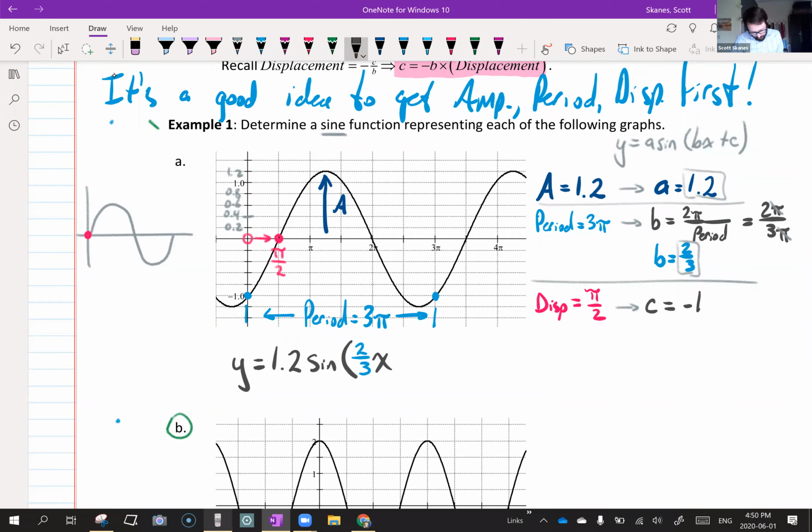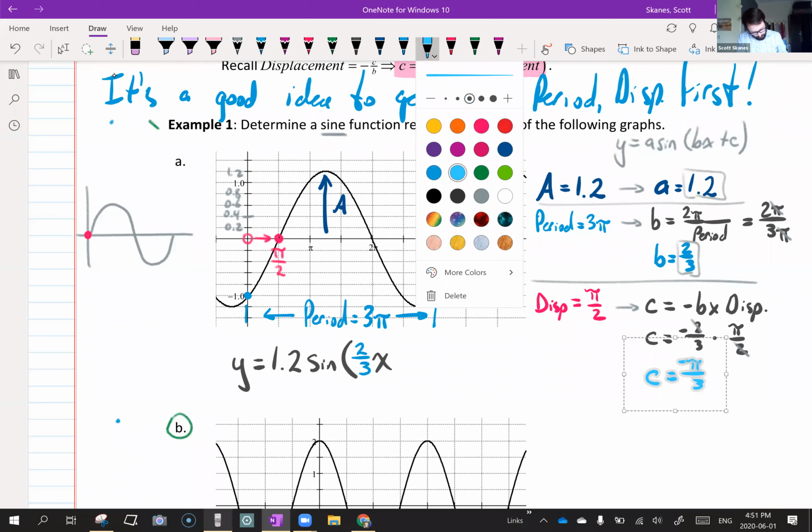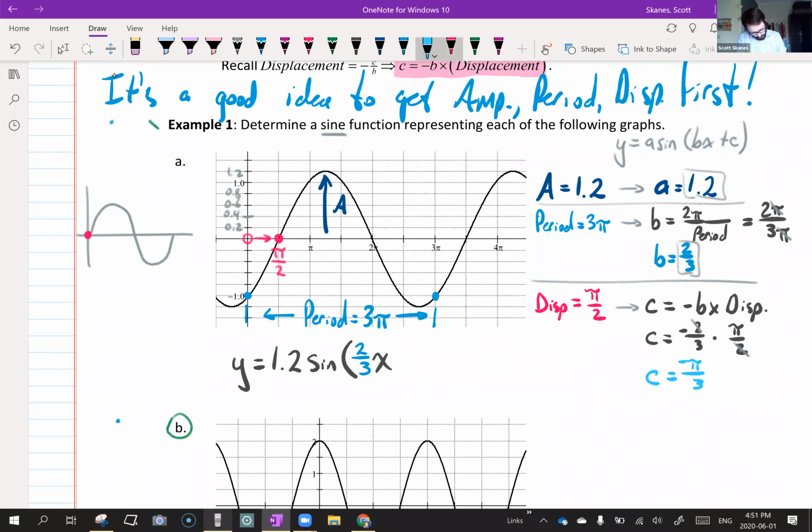C is negative B times displacement, which is the same as getting negative C over B and working it out that way. C is negative 2 over 3 times pi over 2. The 2's will definitely cancel. That leaves us with a negative pi over 3, which is what you were saying. Why do I bother to color code this stuff?